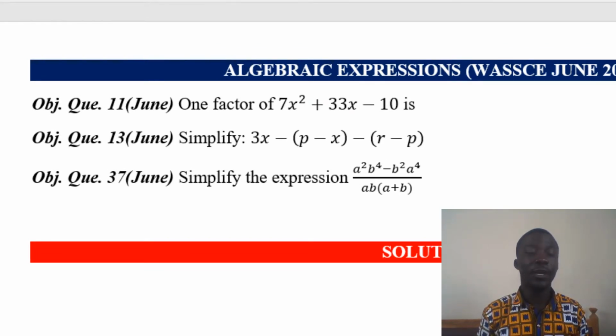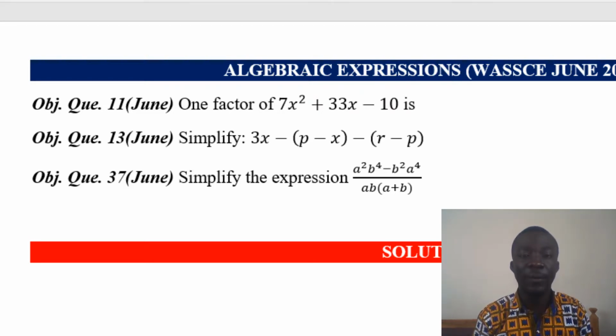Objective question 11 June. One factor of 7x squared plus 33x minus 10 is. Objective question 13 June. Simplify 3x minus into bracket p minus x minus into bracket r minus p. Objective question 37 June. Simplify the expression a squared b raised to the power 4 minus b squared a raised to the power 4 divided by the expression ab into bracket a plus b.